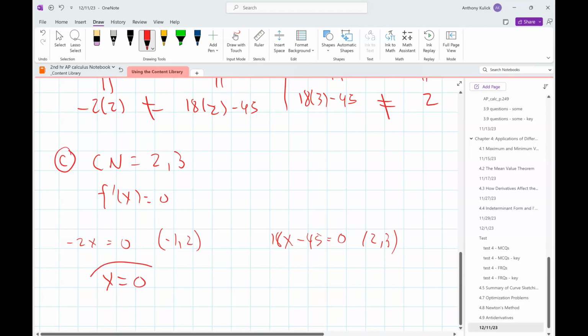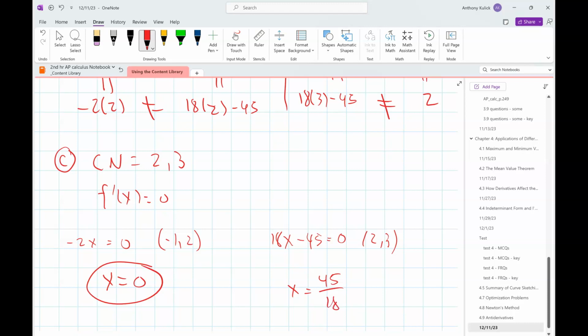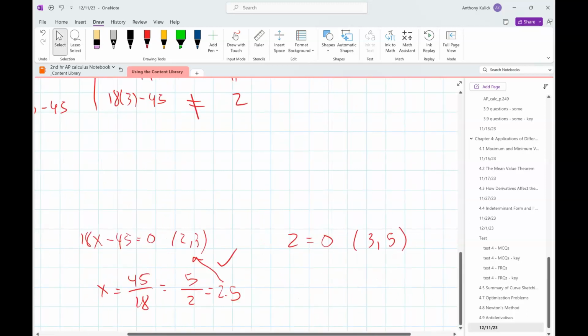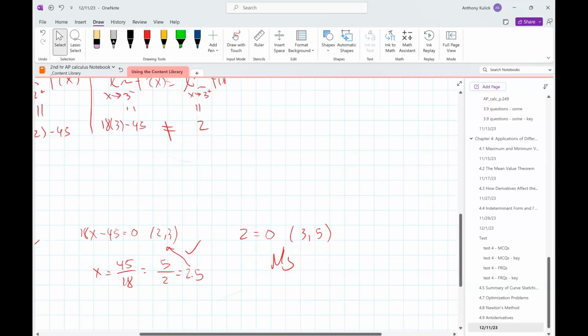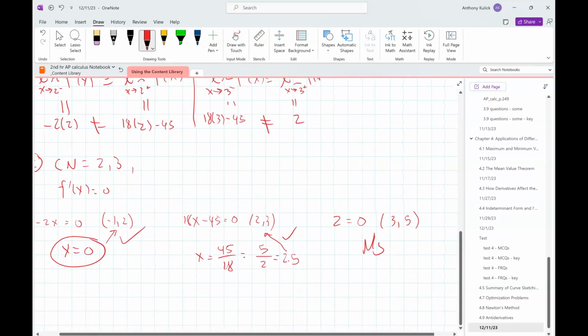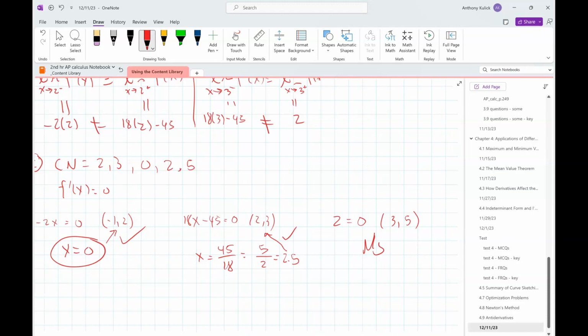Well, almost everybody saw that one. Most all of us saw this one, and even a lot of us reduced that to be like 5 over 2 or 2.5. And again, 0's in there, so it's okay. 2.5 is in there, it's okay. And then this one has no solution. So we should have 4 critical numbers, because we had the 2 and the 3 from before, and now the 0 and 2.5.